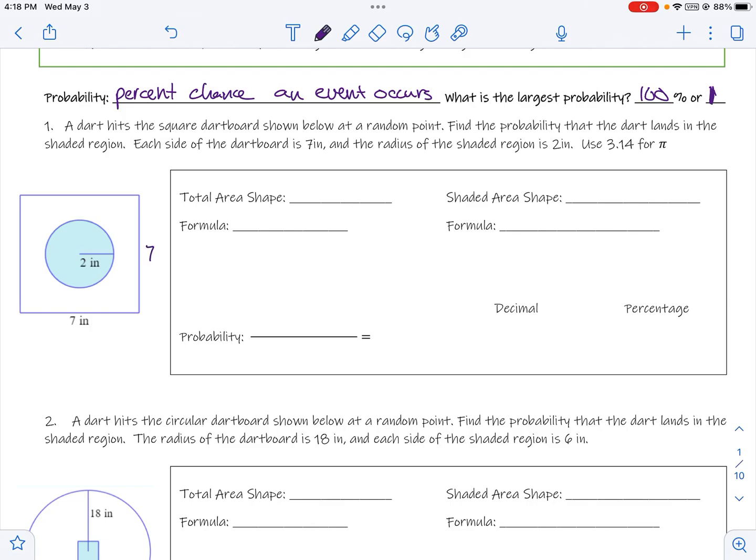This says it's a square dartboard, so I'm going to put a 7 there because that's what a square would look like. My total area shape is a square. The formula for that was side squared or base times height. And then if I wanted the actual number for that, it's going to be 7 times 7, which is 49. The shaded area for the inside is going to be a circle. Formula for that is pi r squared. And then if I do that, that would be pi times 2 squared.